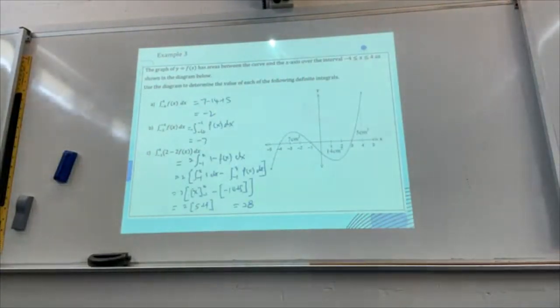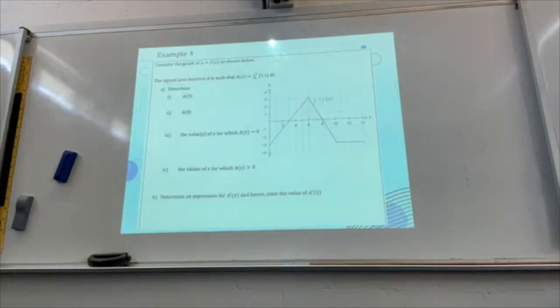The hardest example is the last example. Alright, example 4. I've got 2 more examples to go, with 5's on the top. Alright, focus please. You'll be expected to know something like example 4 and 5 for the test, alright?